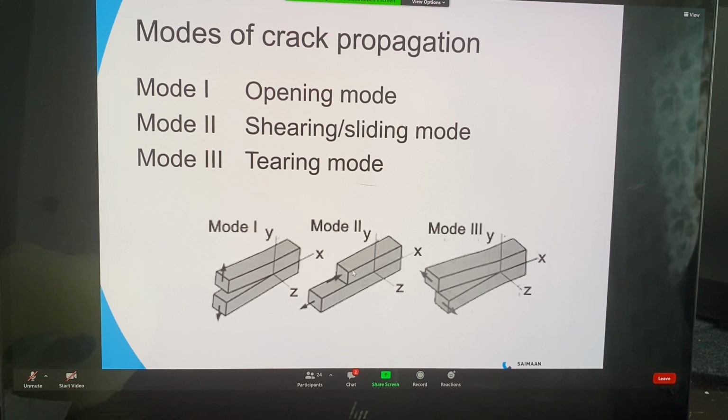Another possibility would be so-called mode 2, which is this kind of shearing or sliding mode, so that there's a shear plane dividing the crack. That requires more energy to make the crack grow. And the third one is the so-called tearing mode, which you could say is kind of a shearing also, but it's in a different direction than the sliding mode. And this eventually also requires even more energy to grow the crack than mode 2 or mode 1.